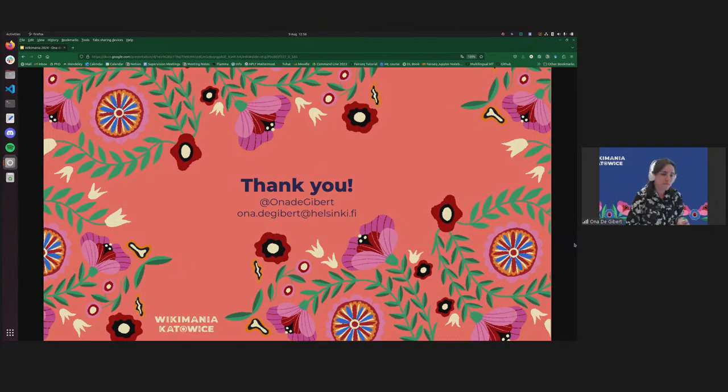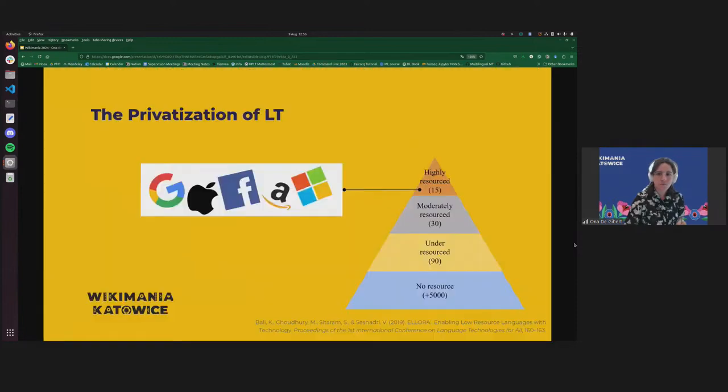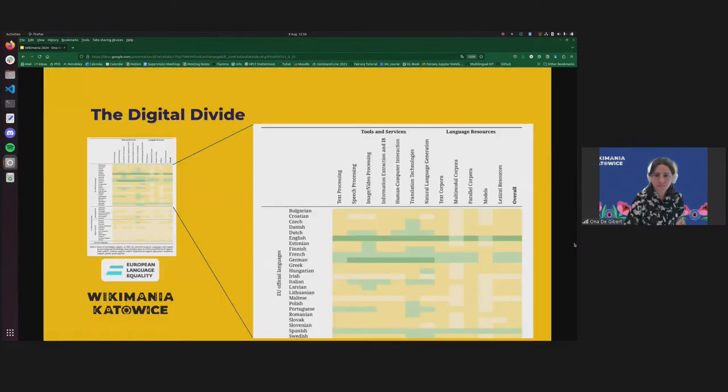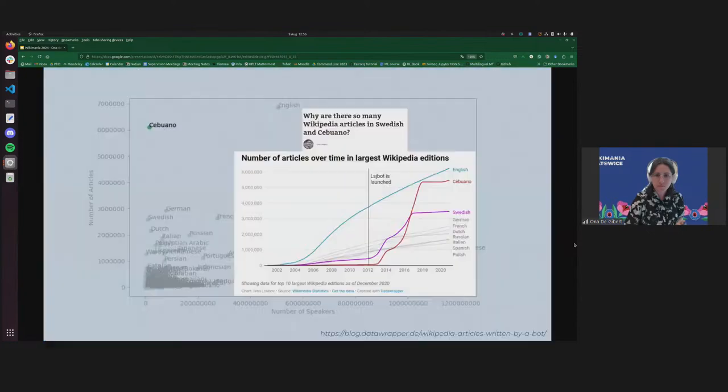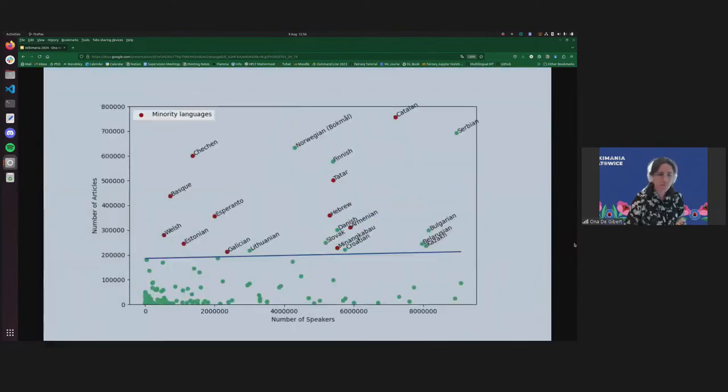Hello, I have one more question. There was a slide where you showed the minority languages on a graph. Can you share this again with the red dots? Yes, this one. Thank you.